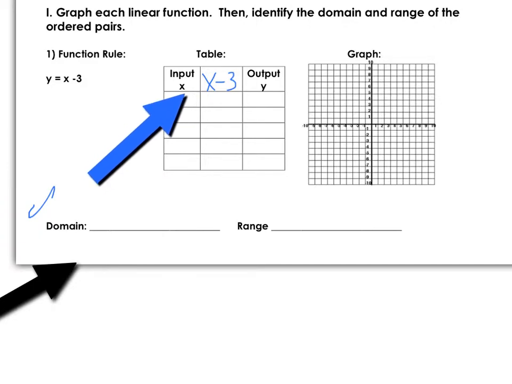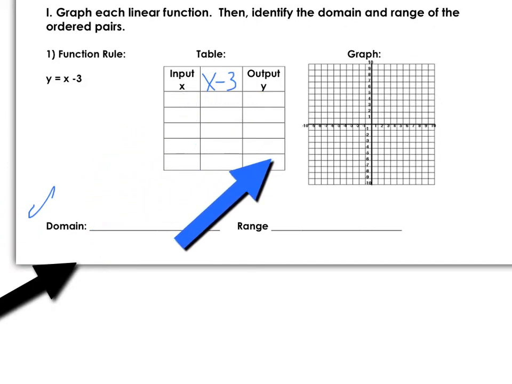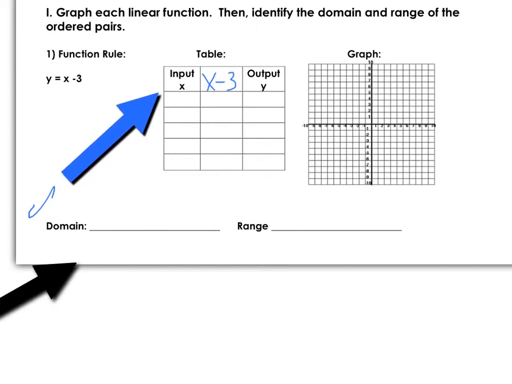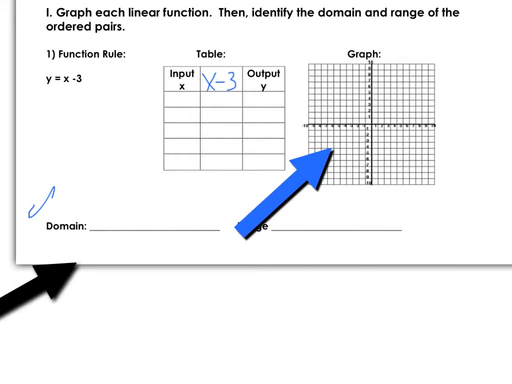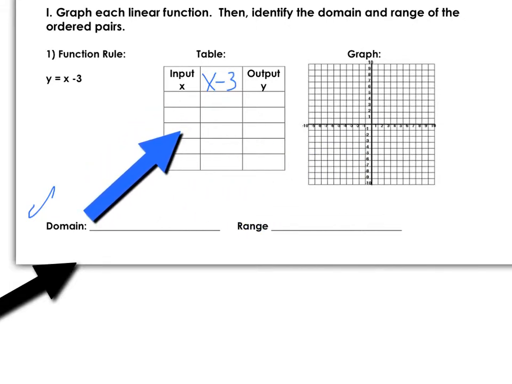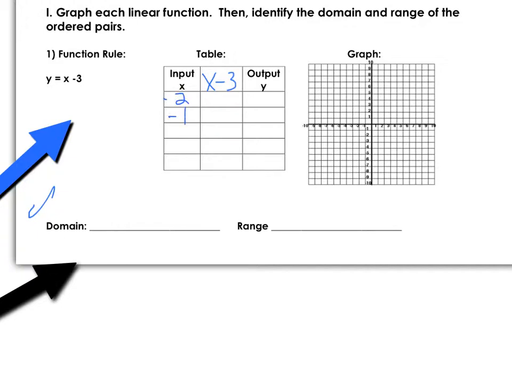And then we're going to pick input values to get some output values after we plug them into the rule. I suggest that you always get a nice spread on the graph by picking some negative numbers, 0, and then some positive numbers. So typically we're going to pick -2, -1, 0, 1, and 2. For this function rule, that should give us a nice spread. And then we'll take our inputs and plug them into the rule. -2 minus 3 is going to give you -5.